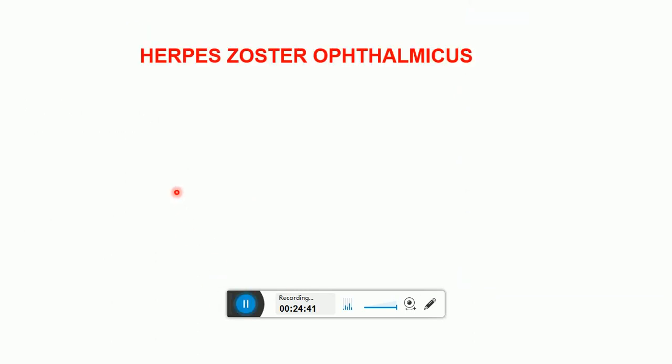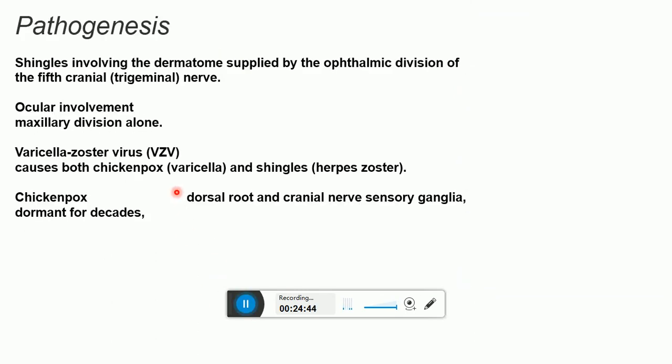The next topic is herpes zoster ophthalmicus. Herpes zoster is common. It has been estimated that 1 in 3 people will develop herpes zoster in their lifetime. Most patients are not immunocompromised. Herpes zoster ophthalmicus, HZO, is the term used for shingles involving the dermatome supplied by the ophthalmic division of the trigeminal nerve.